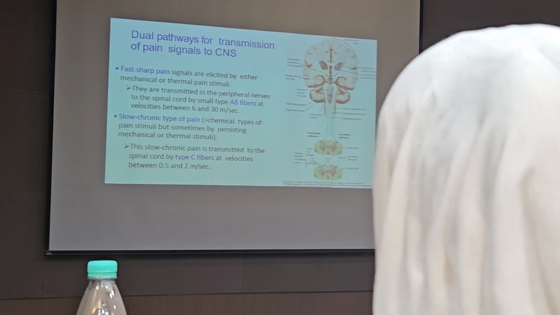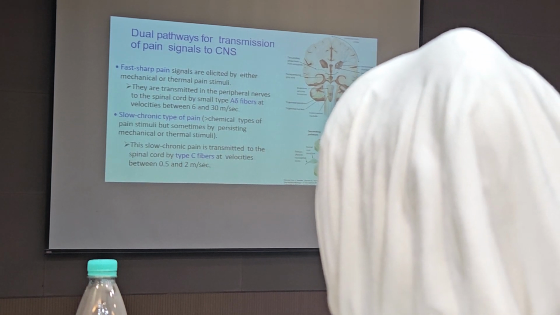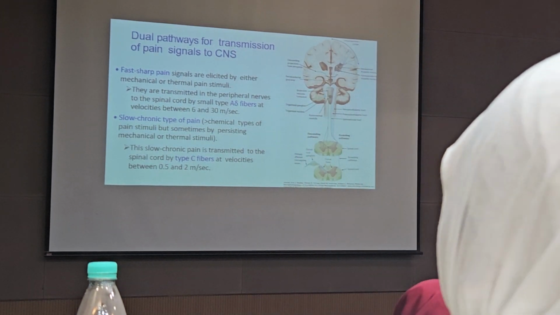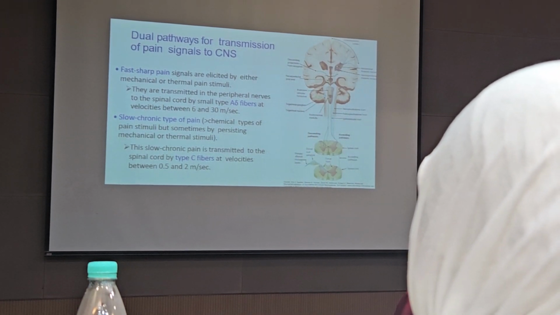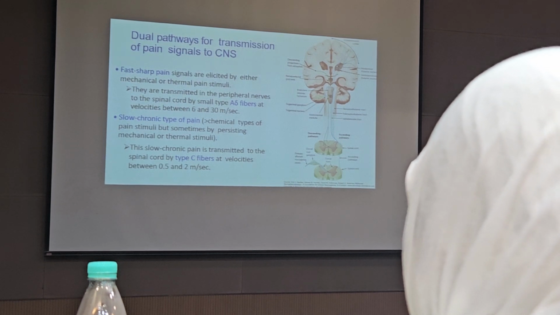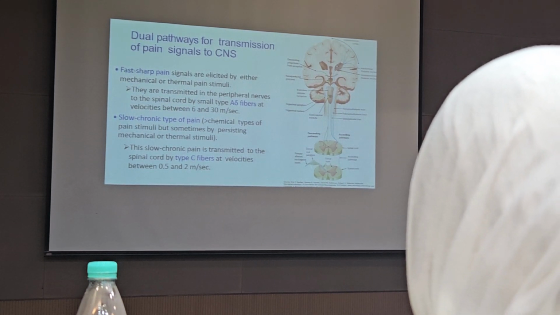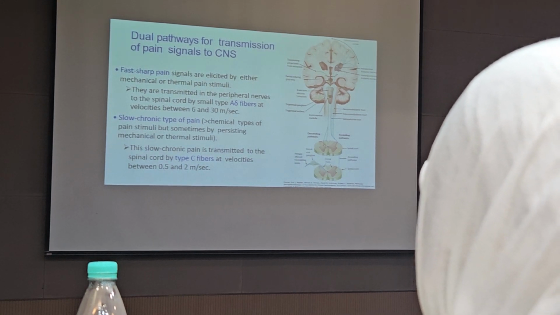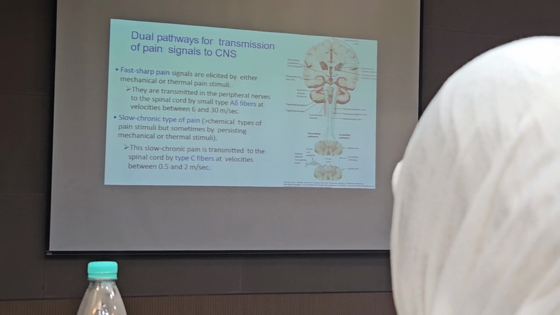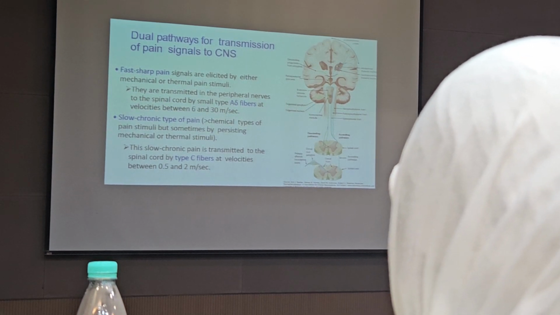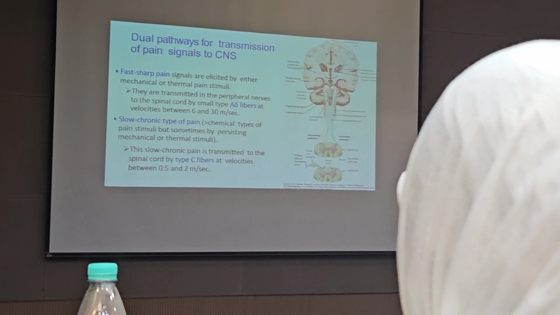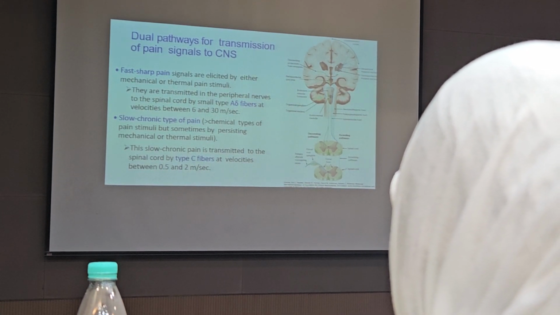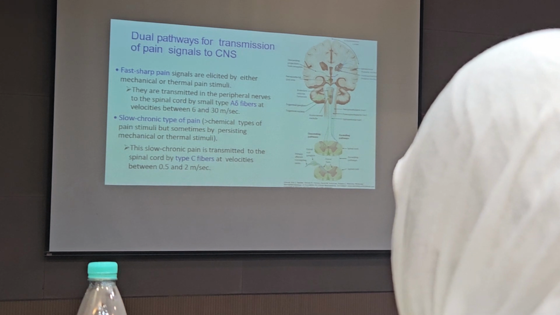So we have the lateral spinothalamic tract, made by the A delta and C fibers. We say that it is a dual pathway for transmission of pain signals to the central nervous system. One is the A delta fiber. They have high velocity, since the nerve fiber is higher, but not the highest. They carry the first type of pain, and slow pain is carried by C fiber. Their speed of velocity is lesser than the A delta fiber.